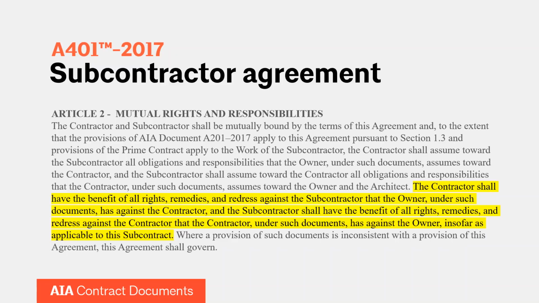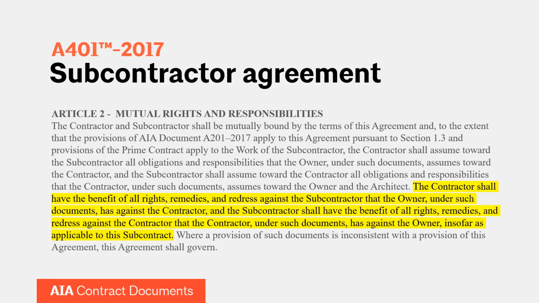If they're not, we recommend that you take a look at Article 2. Article 2 is typically known as your flow down provision. Basically it means that the terms and conditions of the prime contract between the owner and the contractor flow down and potentially apply to the subcontract agreement. So just understand how Article 2, the flow down provision, works.